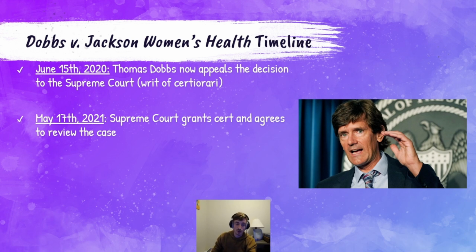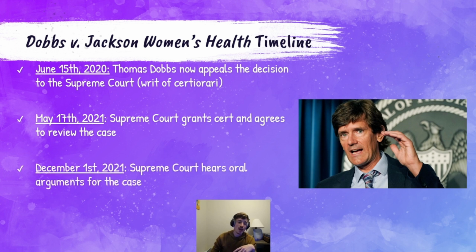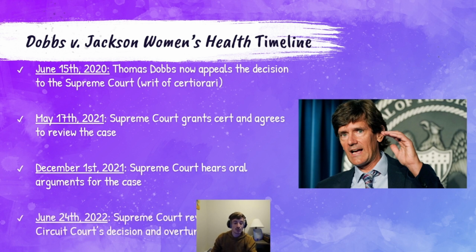The Supreme Court waits about a year and then it does grant cert, is what it's called, which allows them to say, yes, we're going to hear your case, send us all your information. They set oral arguments for December 1st of 2021. This is where the two sides go in and argue to the Supreme Court why they should rule in their favor, why our position is right. And then they issued the decision in June of 2022.